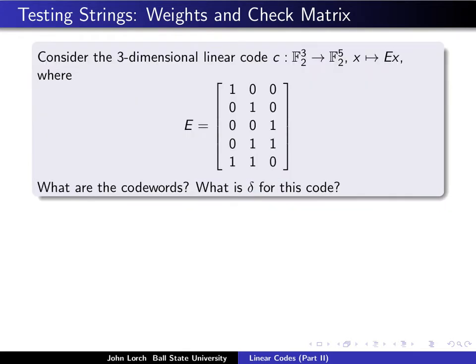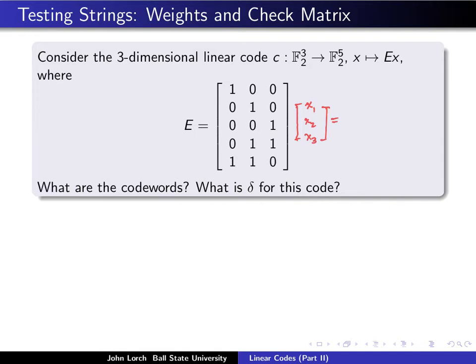Here we're going to do an example in which we apply the previous theorem. So here we have a three-dimensional linear code determined by this matrix E, and we're supposed to determine what the code words are and then find the value of delta for this code. For the code words, remember, we are to take all linear combinations of the columns of E. And what that means is that we're going to think about all of the possible matrix products of this matrix E by vectors x1, x2, x3 in F2^3.